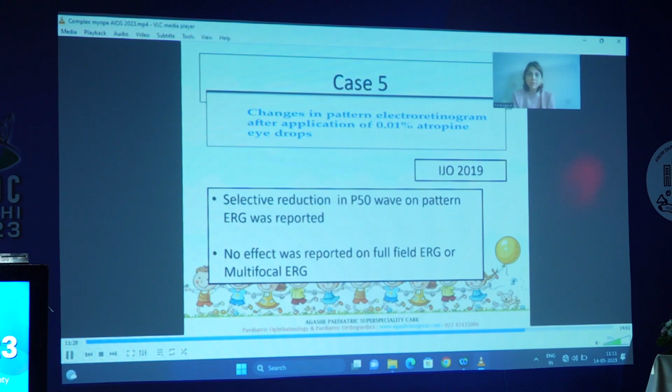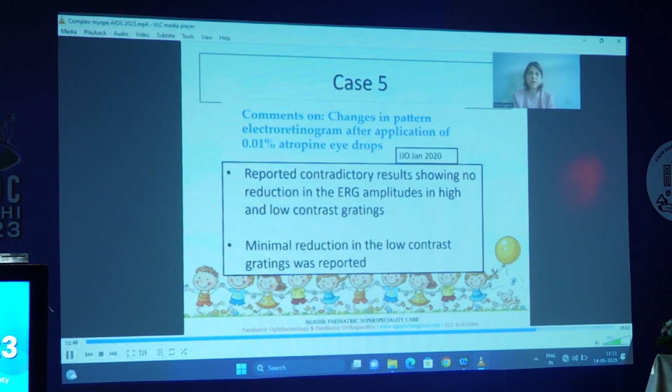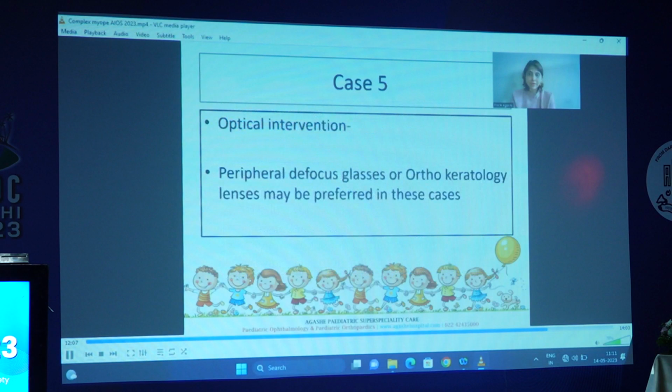There are a few reports. There is this report by Dr. Kothari et al., which has reported selective reduction in the P50 wave on pattern ERG when low-dose atropine drops were used. However, no effect was reported on full-field ERG or multifocal ERG. There are reports contradictory to this. One of these is by Dr. Jethani et al., who has stated that there has been no reduction in the ERG amplitudes in high and low contrast gratings. Minimal reduction in the low contrast gratings was reported, but by and large, it seems to be safe on the retina, and there seem to be no retinal side effects.